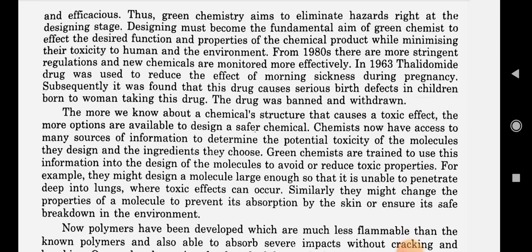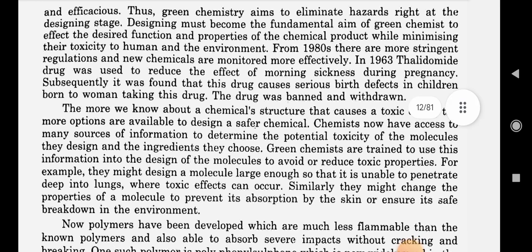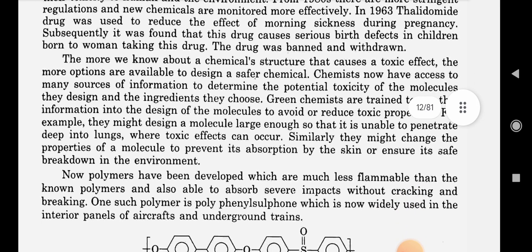Designing must become the fundamental aim of green chemists, to affect the desired function and properties of a chemical product while minimizing its toxicity to humans and the environment. Since 1980 there have been more stringent regulations, and new chemicals are monitored more effectively.